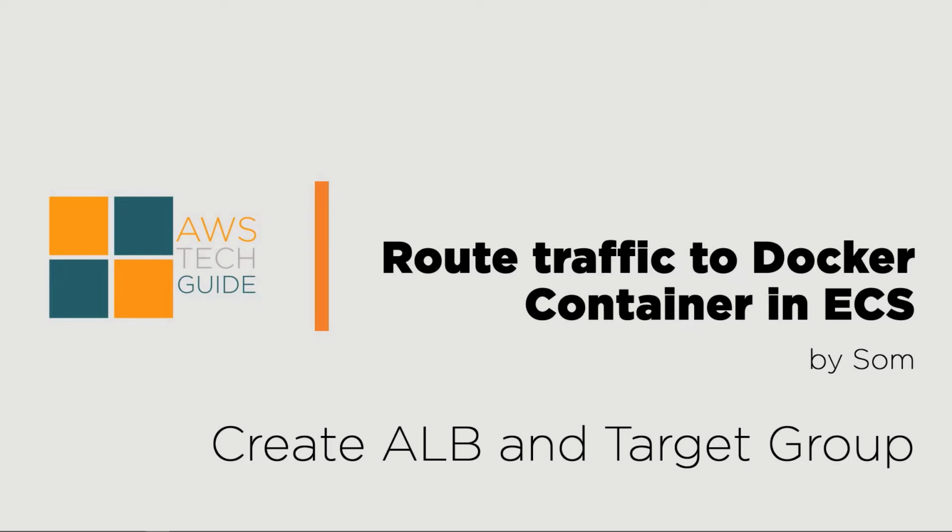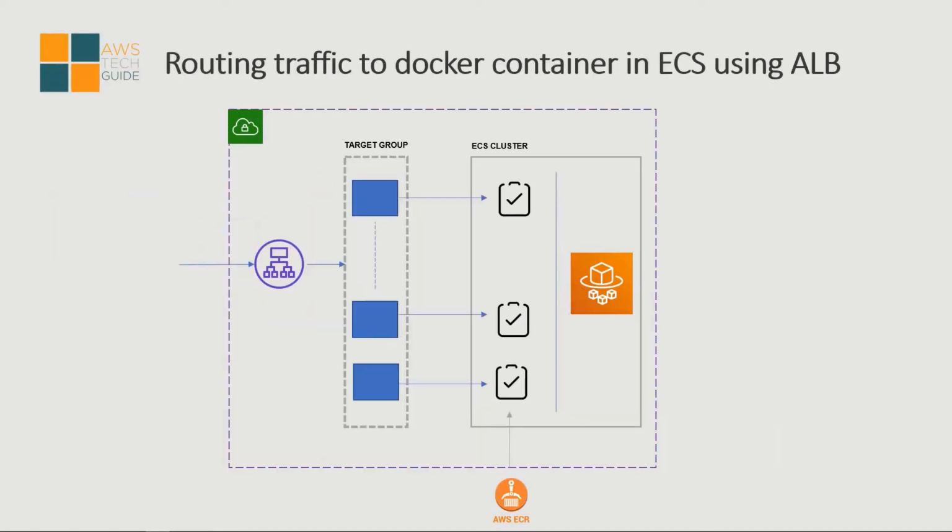In this session, we are going to talk about how to route traffic to Docker containers in ECS. So basically, we will be creating one application load balancer and target group in this session. The reason to create an application load balancer and target group is that we want our traffic to come through the application load balancer. And in this diagram, you see that when the user requests or the traffic first reach the application load balancer, then to this target group.